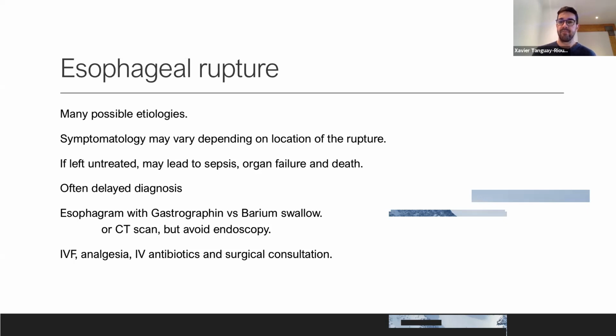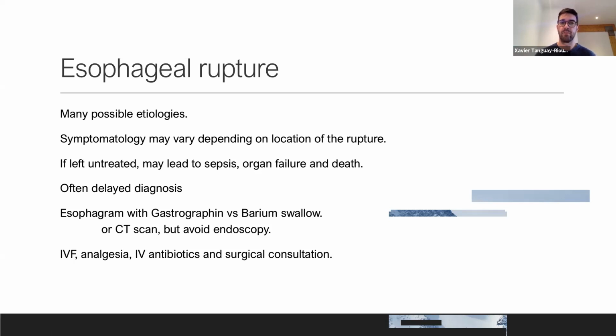CT scan is going to give you, it's very sensitive for extravasation of the contrast, but it usually doesn't show exactly where the leak or the tear is. So esophageal rupture is treated with basic resuscitation, antibiotics, and the patient should be admitted for monitoring and possible surgical intervention eventually if it doesn't heal or it's too big.